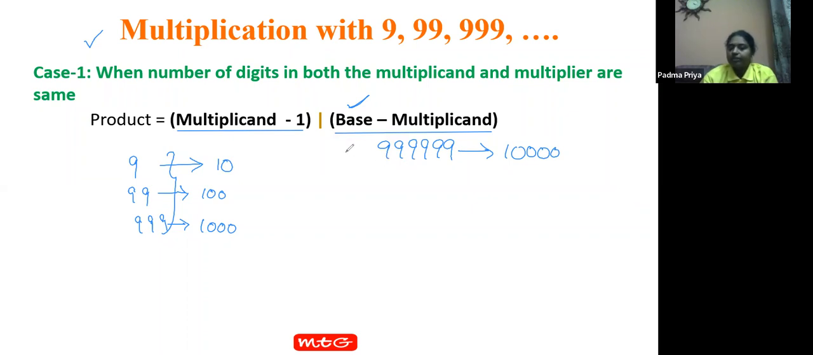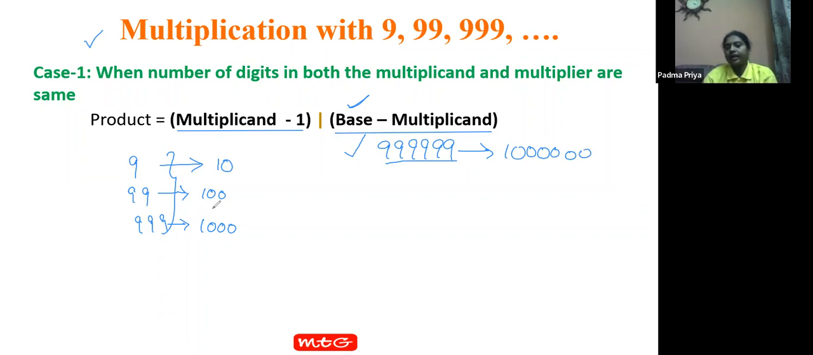Whenever you are using bigger numbers, children, never read them as 100,000 or 10,000. It may be confusing to you. Just see how many nines there are. Six nines are there, so the base for this would be 1 followed by 6 zeros. That's all. You should say it that way.